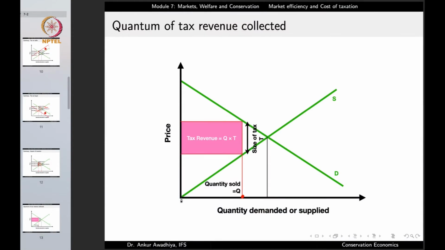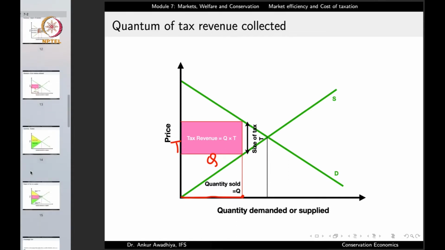Now the quantity sold is this much amount. So we can observe that if we look at the area of this rectangle, then it has a width of the quantity sold and it has a height of the size of the tax. And in that case, the area of this rectangle, the pink colored rectangle, will give us the tax revenue to the government, or the tax collected by the government, which is given by Q into T. So this is the quantum of the tax revenue that gets collected.